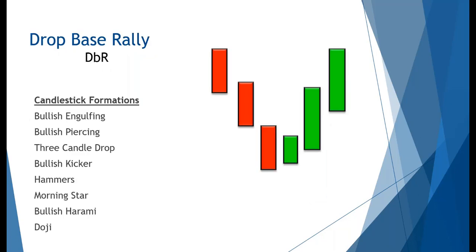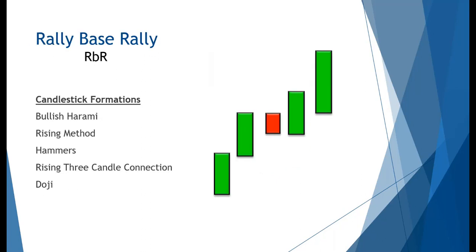We have a drop-based rally. This is a price reversal, again, reversing from the down to the up, or a trend changing reversal. And finally, we have a rally-based rally. This is a price continuation or a trend confirming uptrend.